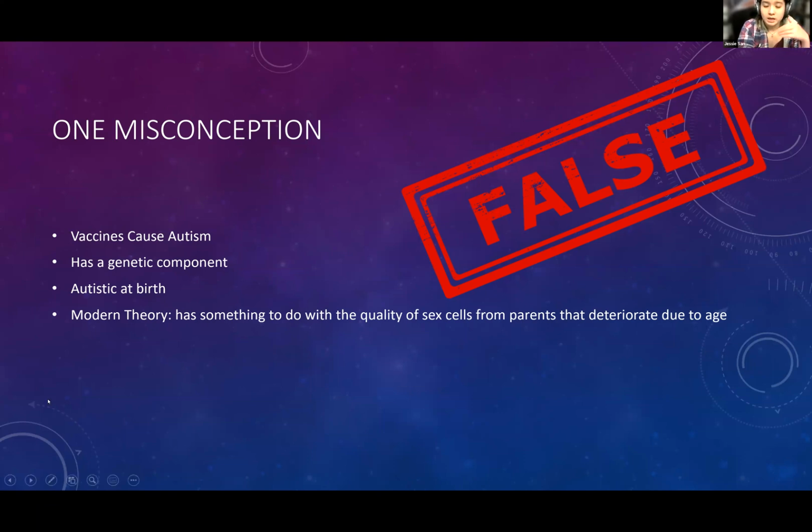The modern theory is it actually has something to do with the quality of sex cells from parents that deteriorate due to age. Because of the age and the lower quality sex cells, it causes genetic abnormalities that result in autism, but it's not something that can be affected after birth, such as through a vaccine. So because it has a genetic component, vaccines are not a cause of autism, and there are studies to prove this.